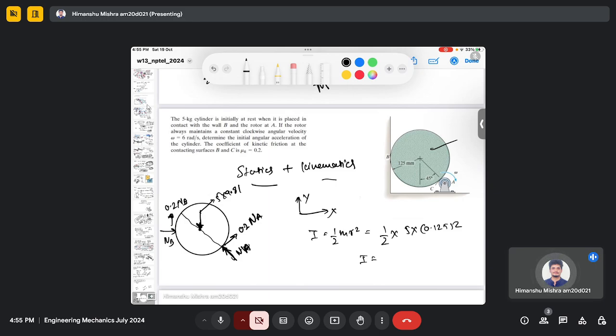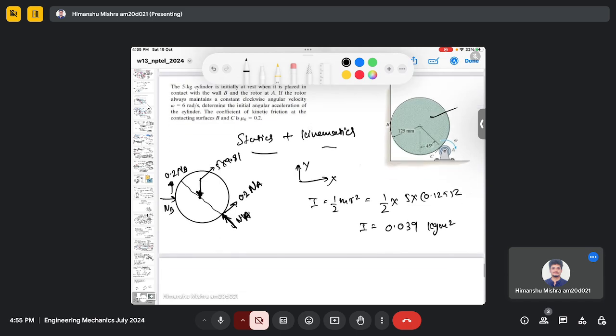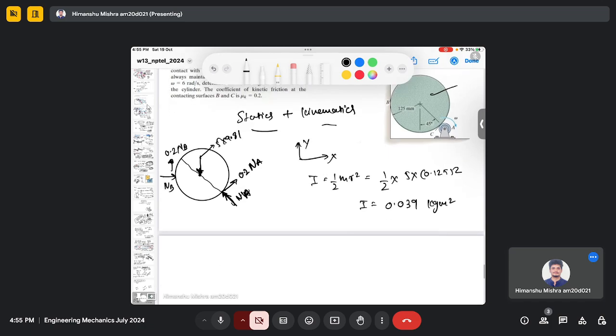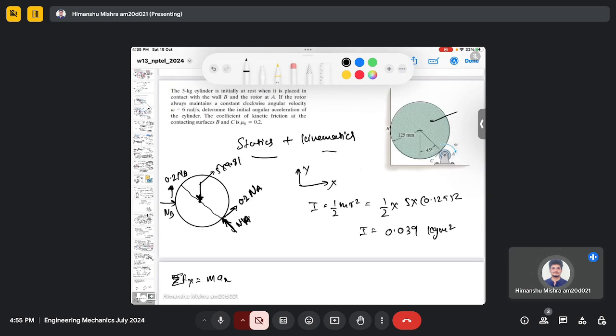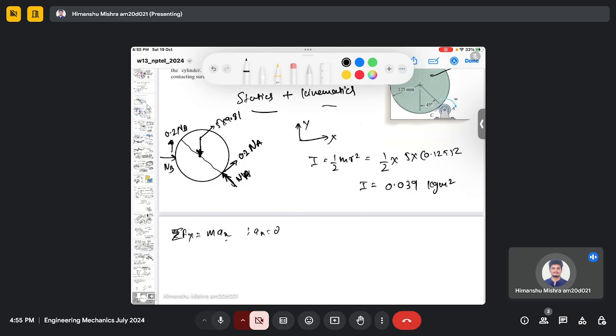So your moment of inertia will be 0.039 kg m². Then if you do the force balance analysis in the x direction, equate it to m ax. So you can see it cannot move in the x direction because of the constraint here. So there is no translation motion in the x direction, so your ax is 0. So basically it will turn down to ΣFx equal to 0. It's in equilibrium in the x direction.